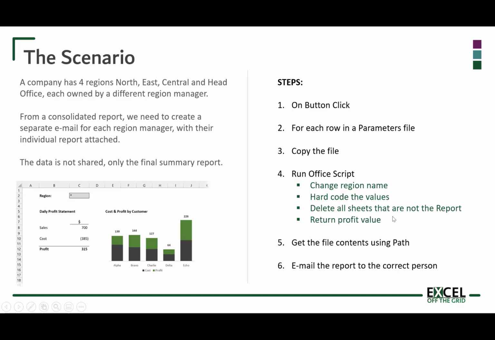So let's look at the steps that we need to follow. If you remember, the first step was to change the region name. The second step is to hardcode the values. The third step is to delete all the sheets that are not the report sheet. And then the fourth step is to return the profit value. So we're going to look at these one by one.